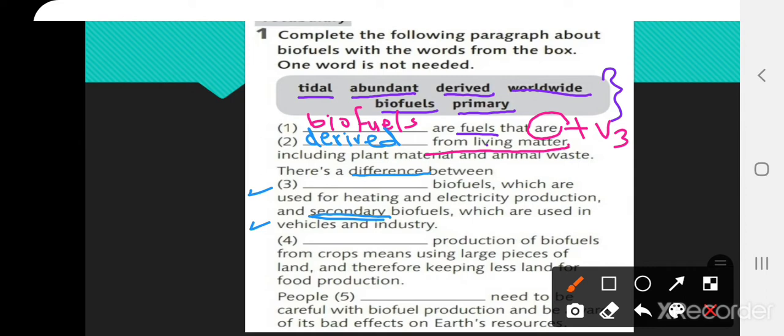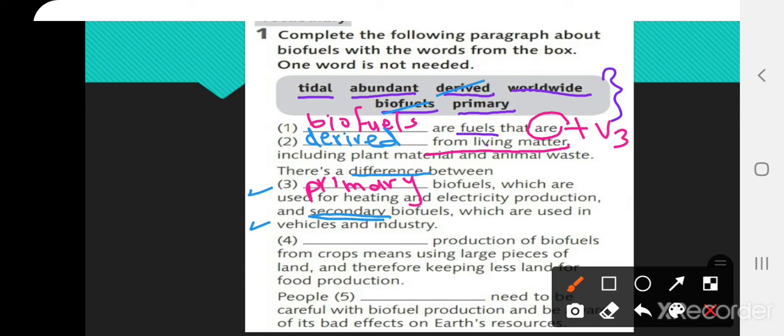Which one is correct here? Which word is correct? Let's just cross the ones that we have used. We have tidal, abundant, primary, and worldwide. Which one is the correct one that is related to secondary? It's of course what? Primary. So the correct word here is what? Primary. أساسي. Okay?